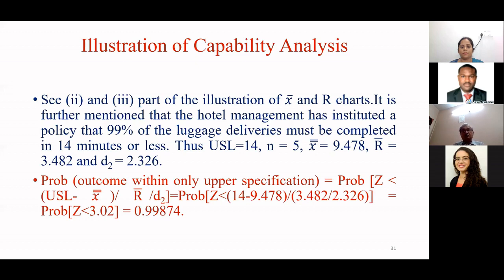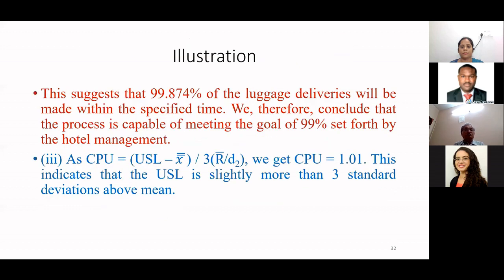Now, the probability of outcome within the upper specification limit is given by Z less than (USL minus X bar) divided by R bar by d2, and this probability comes to 0.99874, assuming a normal distribution. This suggests that 99.874% of the luggage deliveries will be made within the specified time. We therefore conclude that the process is capable of meeting the goal of 99% set forth by the hotel management.